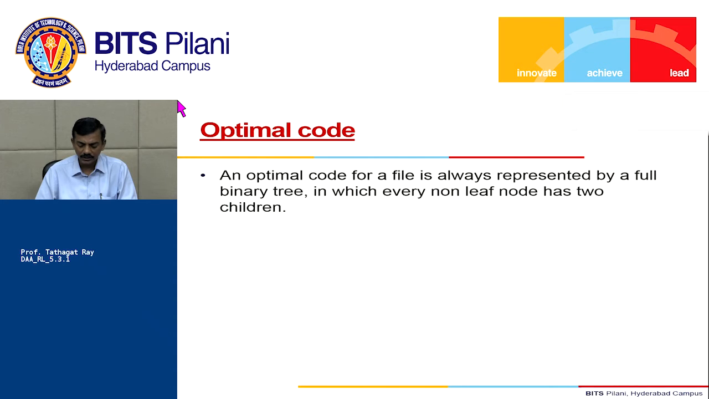So essentially, the question is to find an optimal code, and an optimal code for a file is always represented by a full binary tree. You can prove that an optimal code for a file is always represented by a full binary tree in which every non-leaf node has two children. We will not go into that proof, but we will take it for granted that it's true.